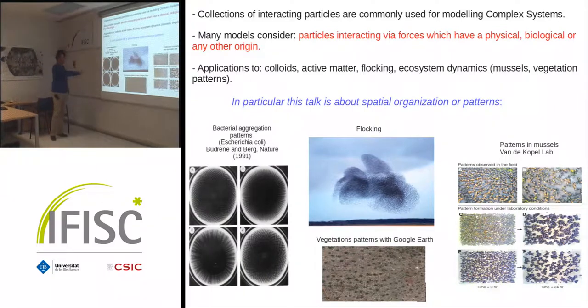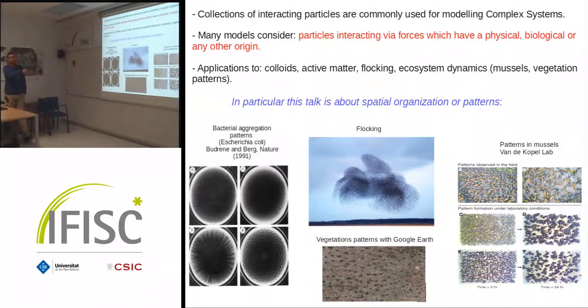You can see the first patterns that I know, these patterns from aggregation of bacteria, Escherichia coli, around 1991. Then you can see all the patterns. You already see flocking patterns, vegetation patterns. You take Google Earth, and for instance, you go to the Kalahari Desert or whatever. With Google Earth, you can see very nice patterns. Now it's becoming a nice technique to study vegetation patterns.